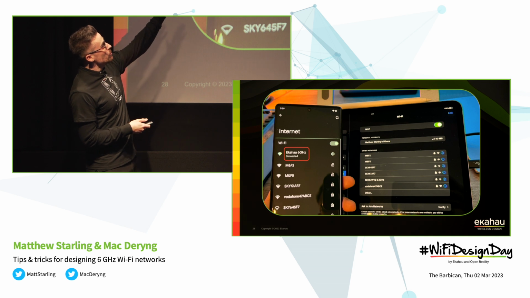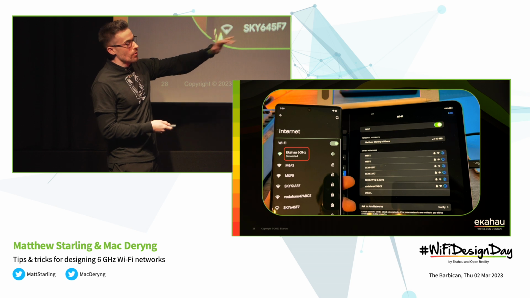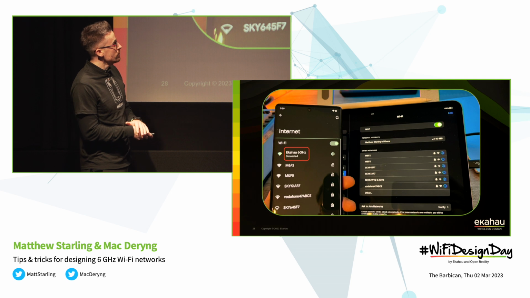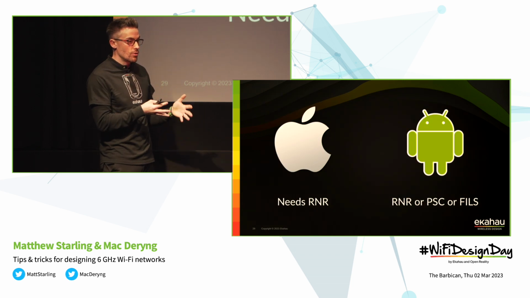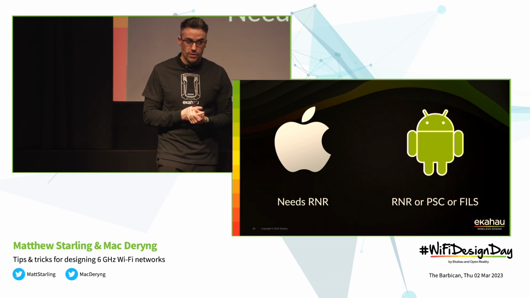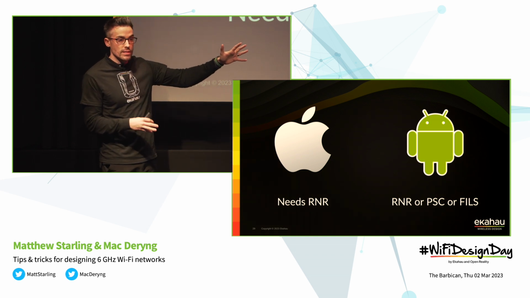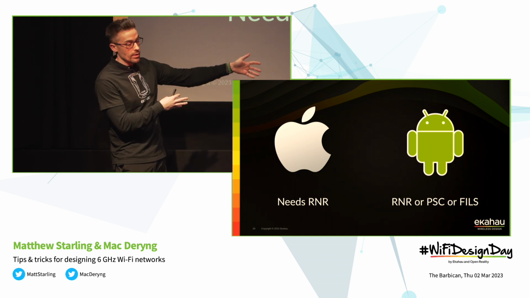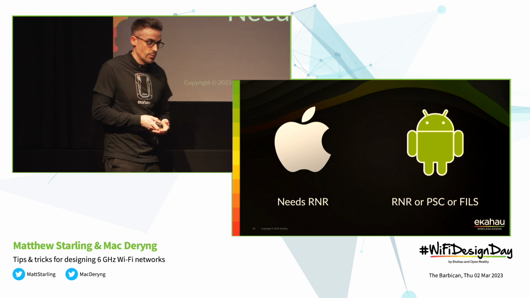The Pixel Pro was able to discover the Ekahau 6 gigahertz SSID, whereas my iPad Pro was not able to discover it at all, which led us to the conclusion that Apple devices, as of right now, need to have co-located radios to use reduced neighbor reports to be able to discover 6 gigahertz wireless networks. So that was quite an interesting test, whereas the Android devices, from our testing so far, can use reduced neighbor reports, primary scanning channels, or fields to discover the 6 gigahertz wireless networks.